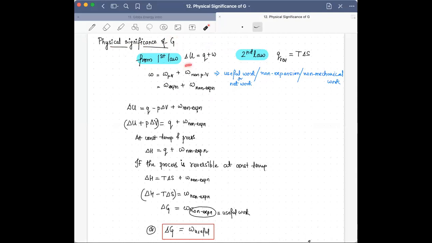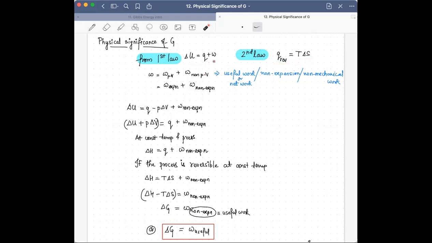The mathematical form of the first law is delta U equals Q plus W. Similarly, the mathematical form of the second law is Q reversible is equal to T delta S.